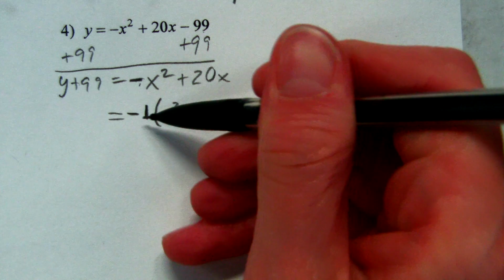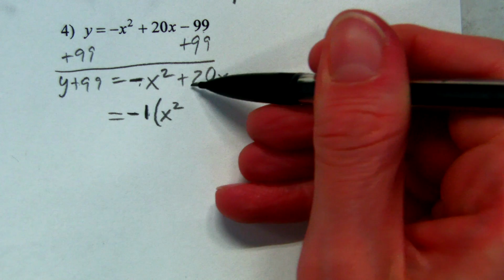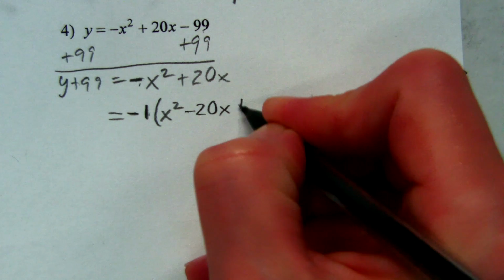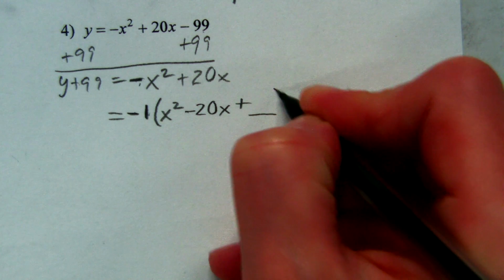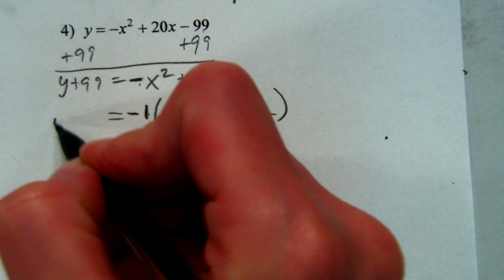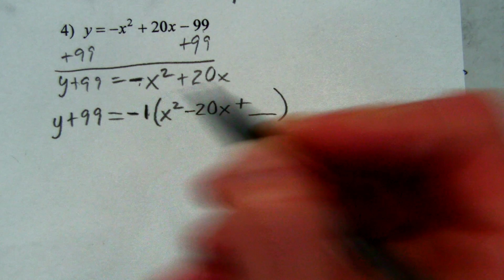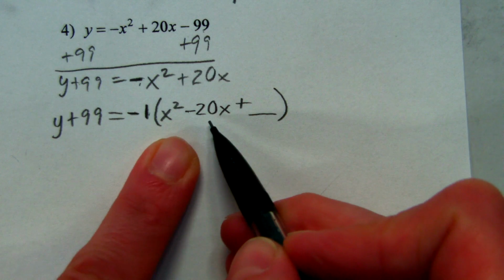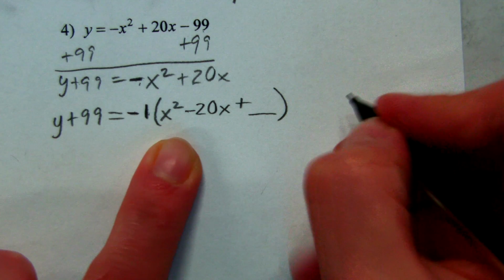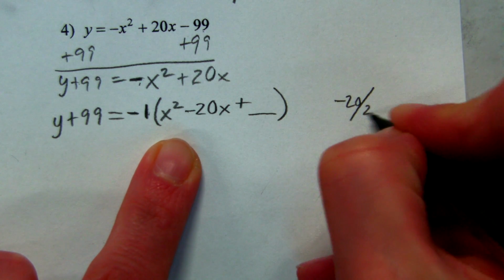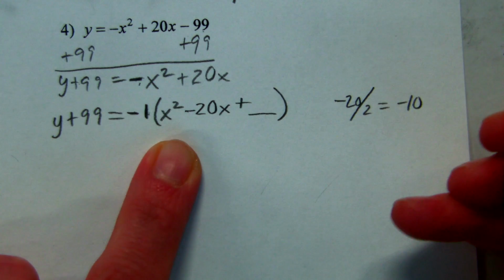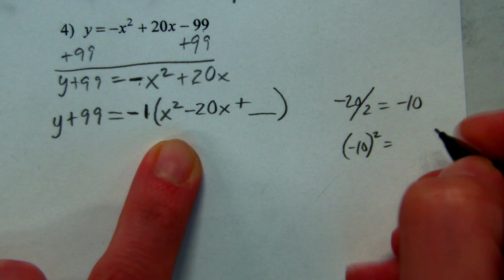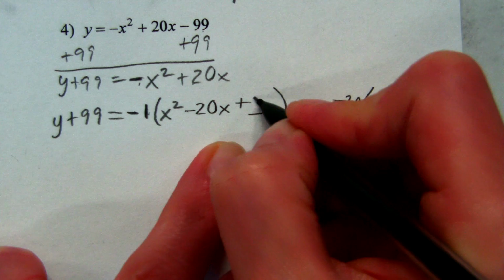And then basically think, what would I take times -1 to get positive 20? Negative 20. So it becomes -20x. And I'm going to put a plus and a space in here to complete the square. And then over here it's still just y + 99. All right, so you're going to complete the square inside these parentheses. So we take -20, we divide by 2, that gives us -10. -10 squared is -10 times -10, which gives us 100. So I'm going to put 100 here.